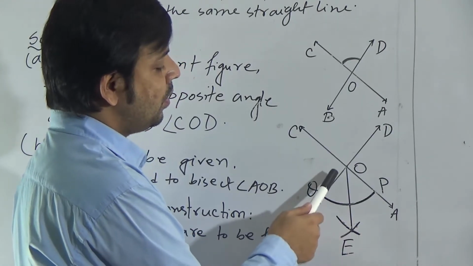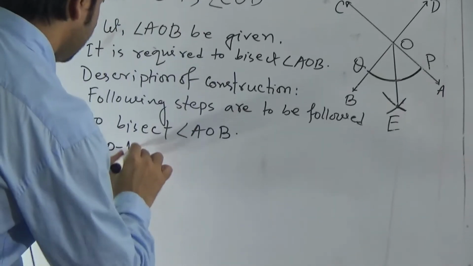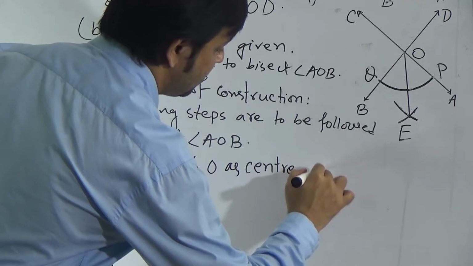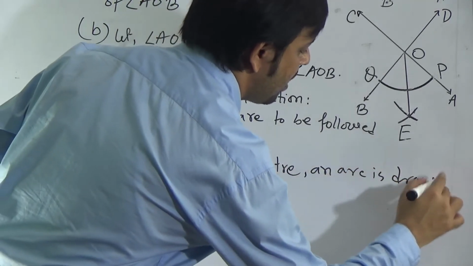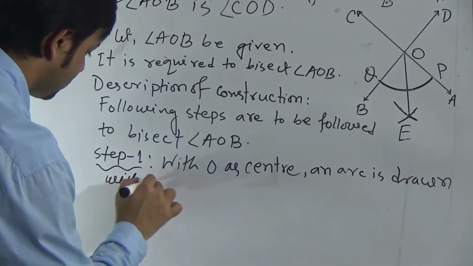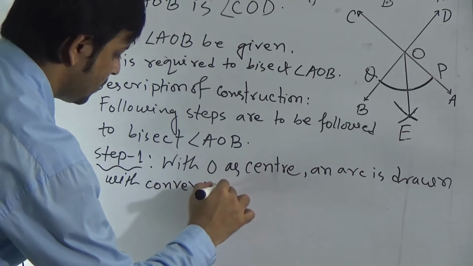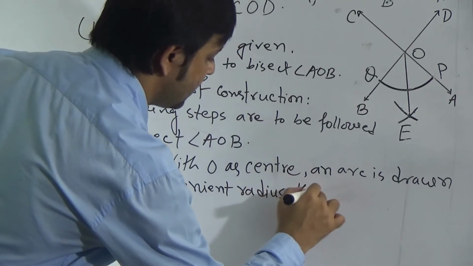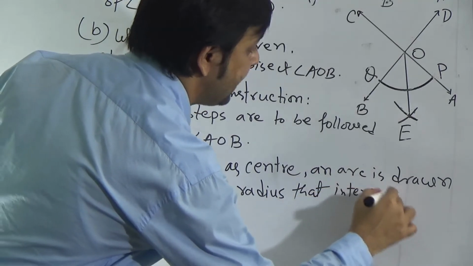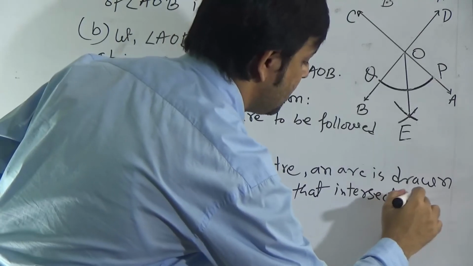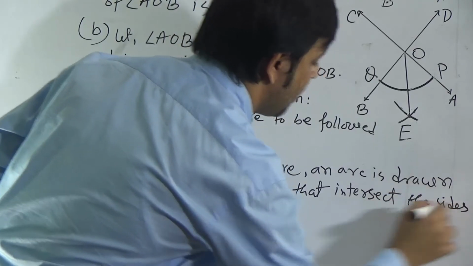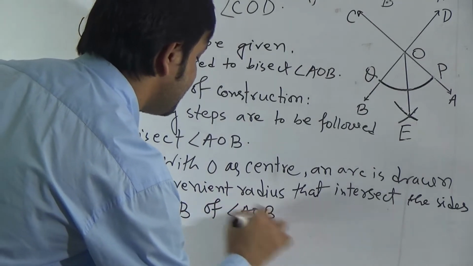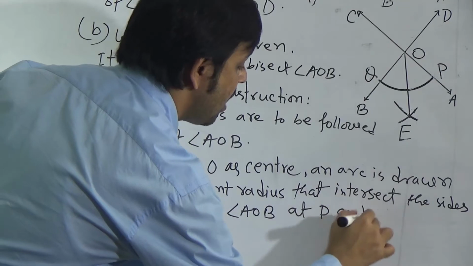This arc is drawn with convenient radius. So we have to write: with O as center, an arc is drawn with convenient radius, that intersects the sides OA and OB of angle AOB at P and Q.